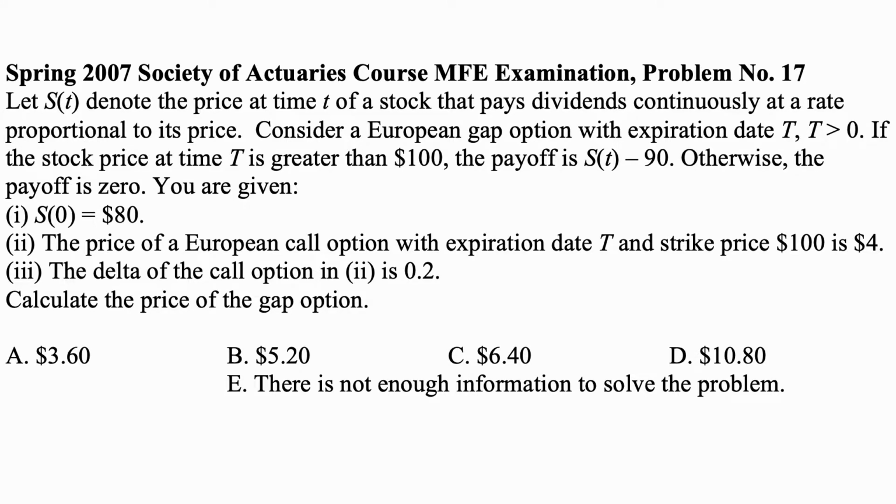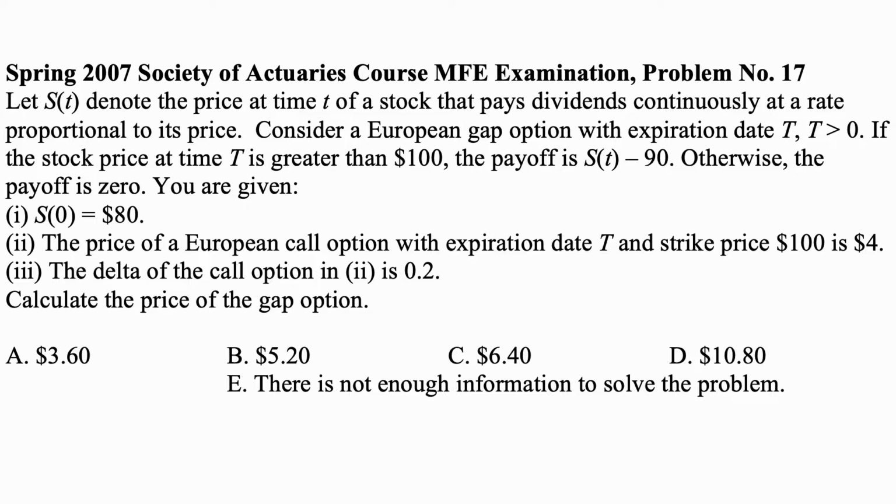Here is a problem for today for exam IFM. Let S(t) denote the price at time t of a stock that pays dividends continuously at a rate proportional to its price. Consider a European gap option with exercise date T, where T is greater than 0. If the stock price at time T is greater than $100, the payoff is S(T) minus 90. So you see that's the key meaning of how that gap option works: the price that triggers the option is different than the price the payoff is based on. Otherwise, the payoff is 0.